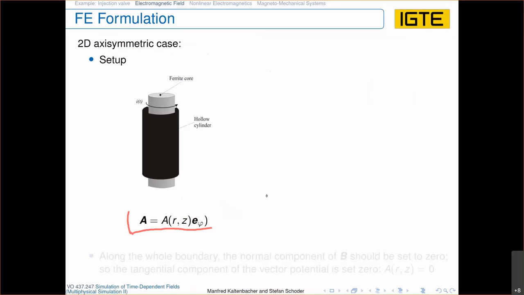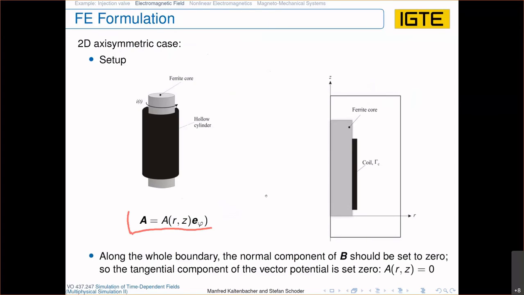Okay, so this will be the computational domain as shown here. We have the cross section of this axisymmetric case. Here is the r direction, here is the z direction, and we have a rectangular structure, the coil, here the ferrite core, and that should be the outer limiting computational domain. So this will be our boundary where we want to compute the magnetic field.